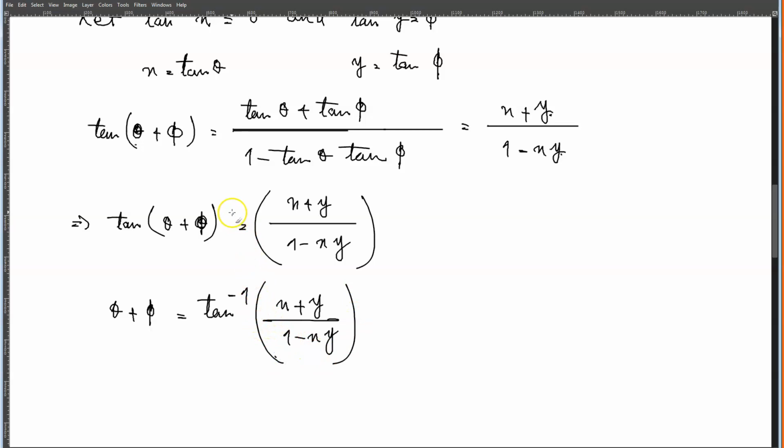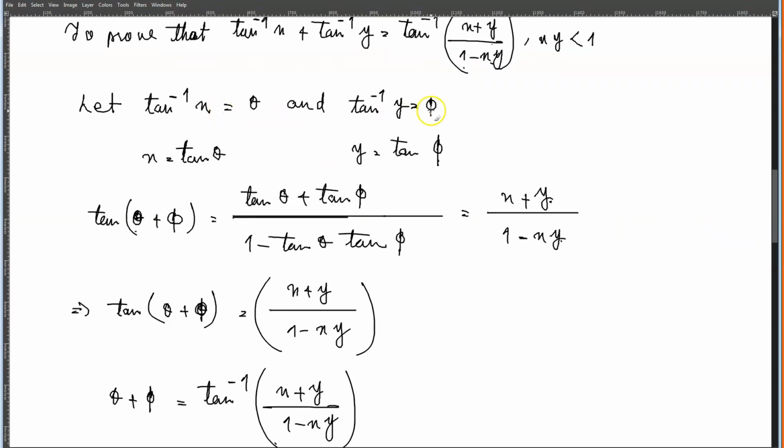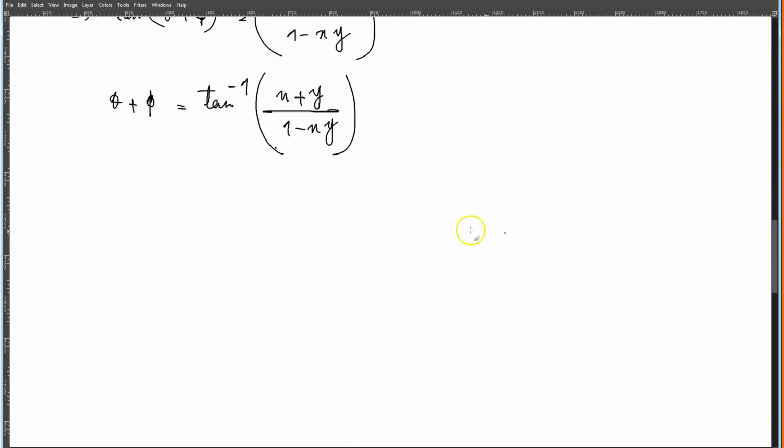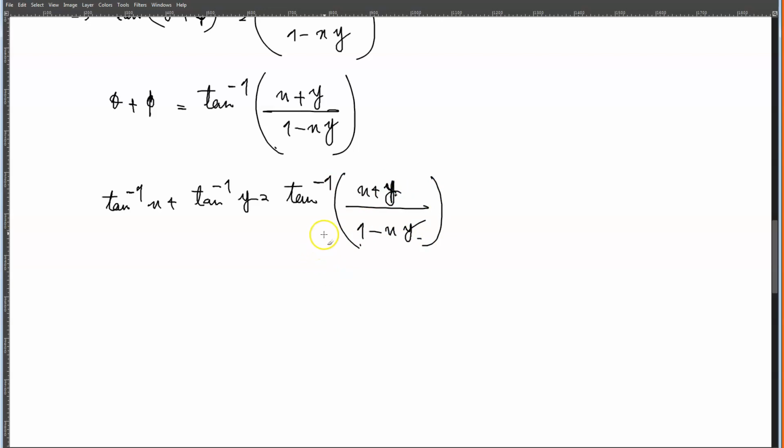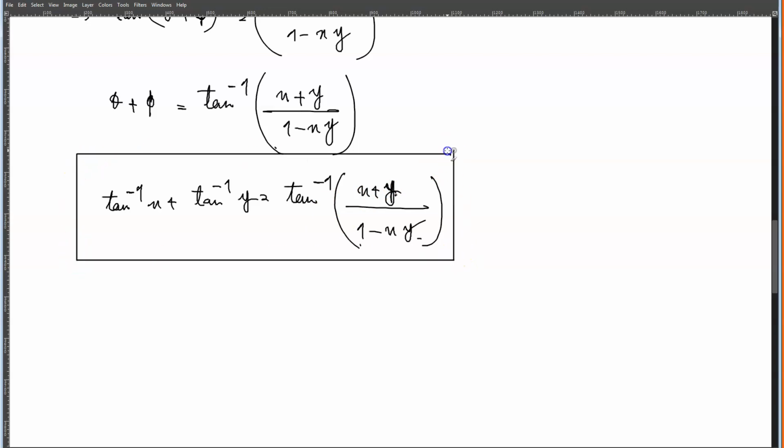And theta and phi are what? They are tan inverse of x and tan inverse of y, right? So that means that tan inverse of x plus tan inverse of y is equal to tan inverse of (x plus y) over (1 minus xy), right? So that is that. Now that is basically the first result.